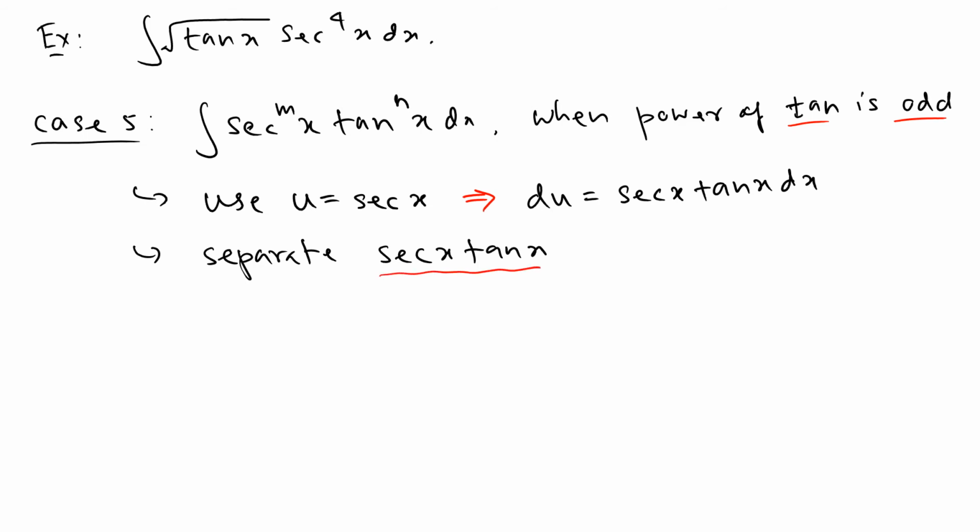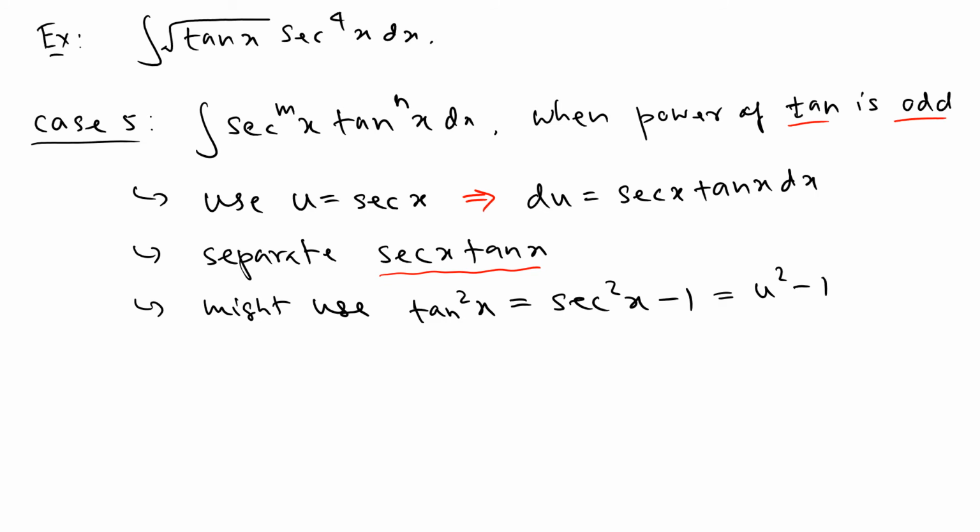And then rewrite the rest of the integral using secant. Okay. So again, we might use tan squared x equals secant squared x minus 1, because this is simply going to be u squared minus 1. So rewrite the rest of the integral using secant.